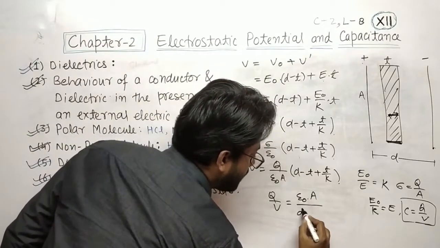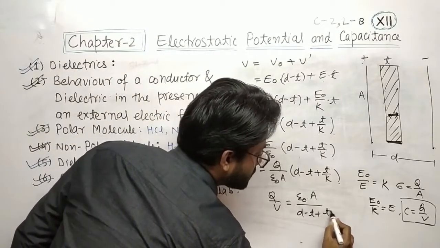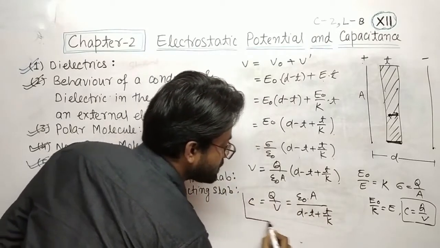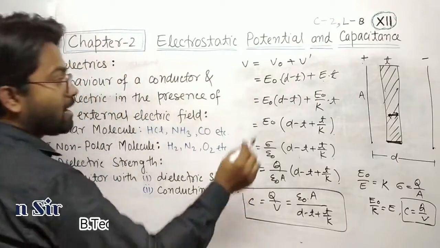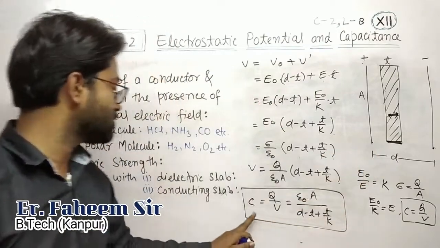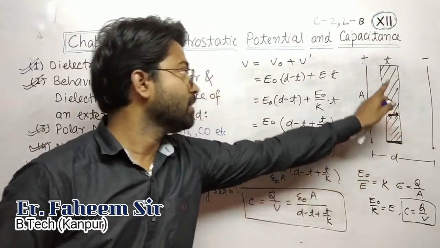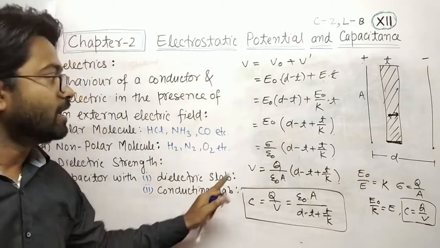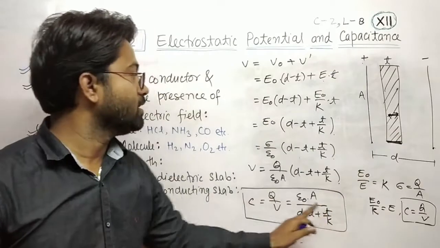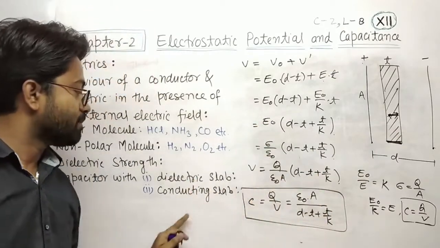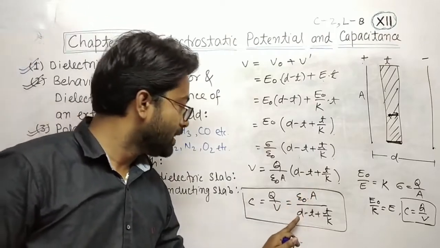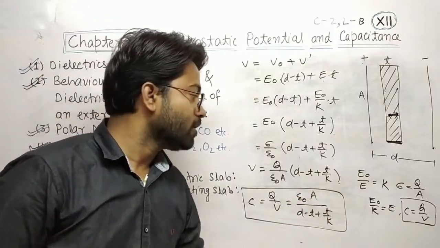A upon D minus T plus T upon K, and Q upon V is C, meaning the capacitance of the parallel plate capacitor. When a dielectric slab is inserted between the plates, the capacitance of the parallel plate capacitor will become epsilon naught A upon D minus T plus T upon K.